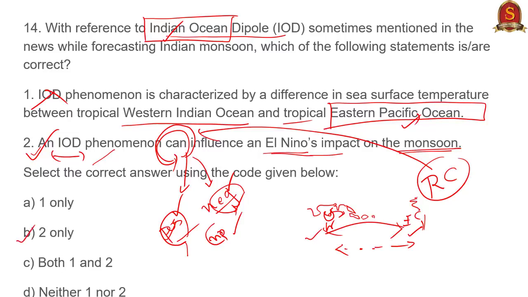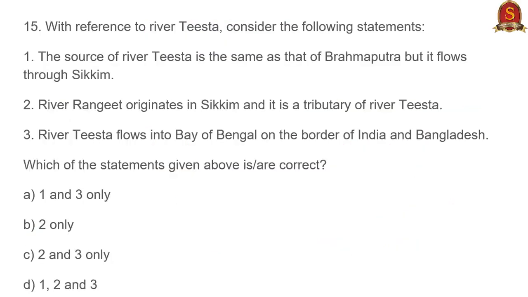So now I think you're getting the grip that most questions which you see as difficult are actually logical. All you need to do is follow the news. For question 15: with reference to river Teesta, consider the following statements. Starting from statement 3, river Teesta flows into Bay of Bengal on the border of India and Bangladesh.